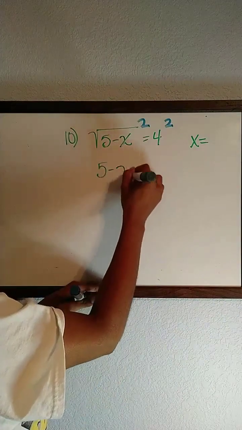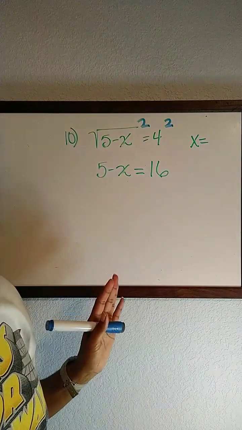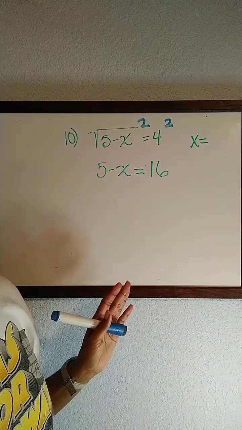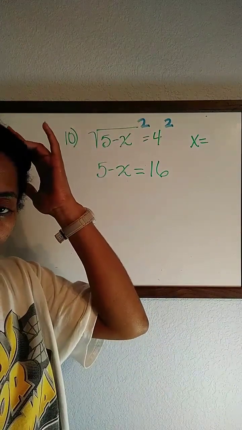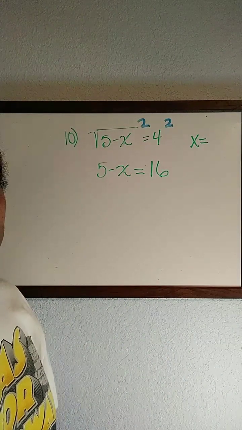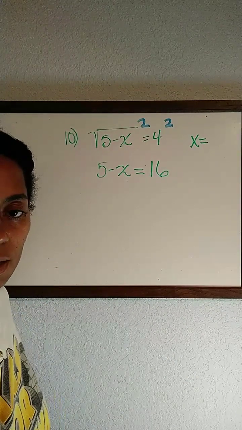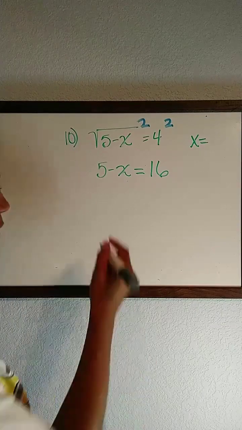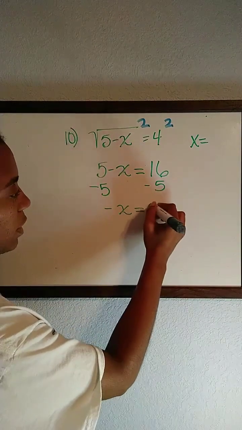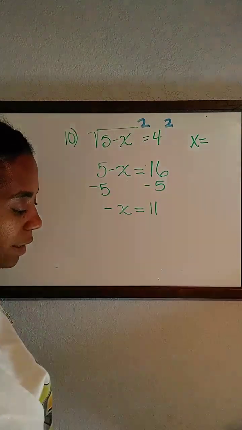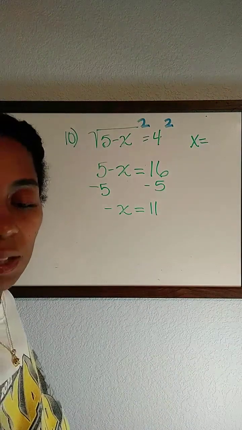So now I'm left with 5 minus x is equal to 4 squared, which is 16. Now I got something normal that I can solve. And then you just do your regular solving. What do I do next? You subtract 5 from 16. Yep, and that leaves me with negative x is equal to 11. And the last thing I need to do, because it can't be negative. Very good. Yes, subtract 5.